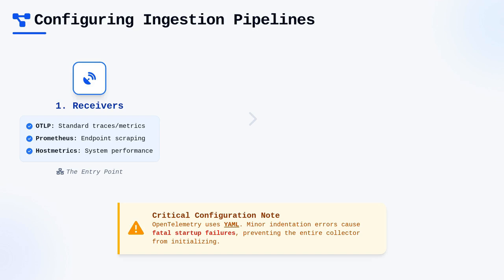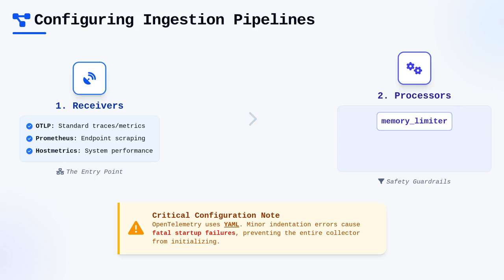Once you have defined your sources, you must establish safety guardrails using the memory limiter processor. This component acts as a proactive defense mechanism, monitoring current memory consumption and dropping incoming data if thresholds are breached, which prevents the collector from being killed by the operating system's out-of-memory killer.